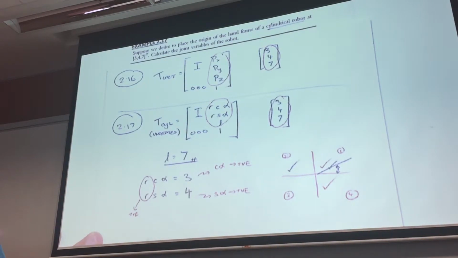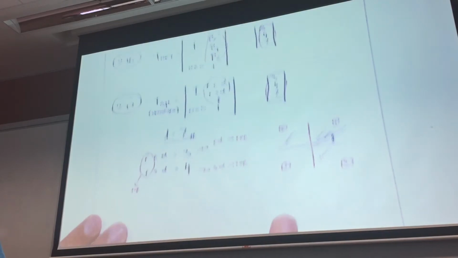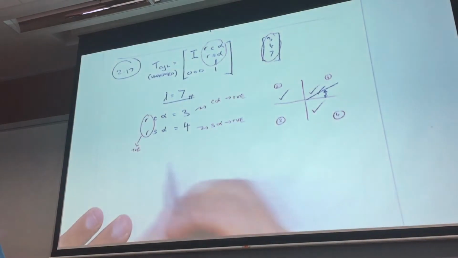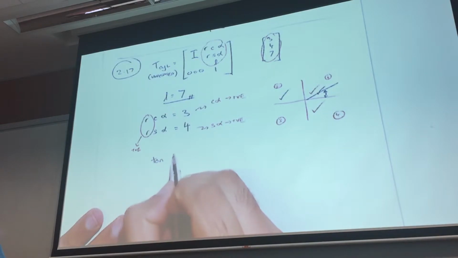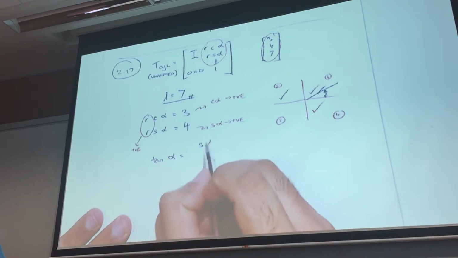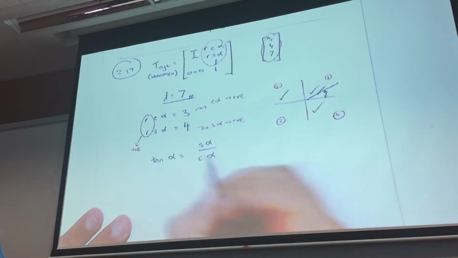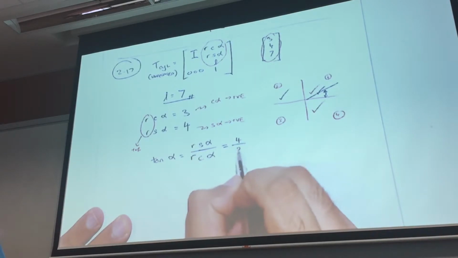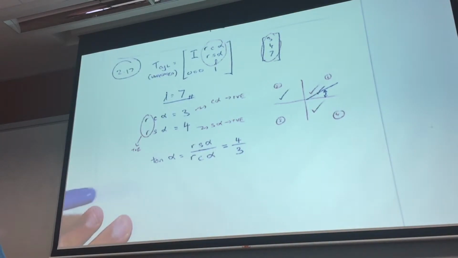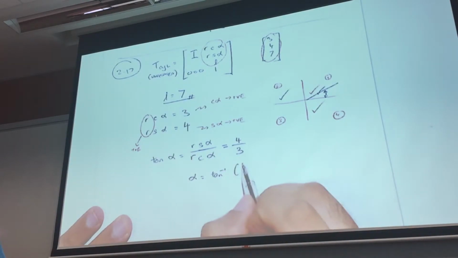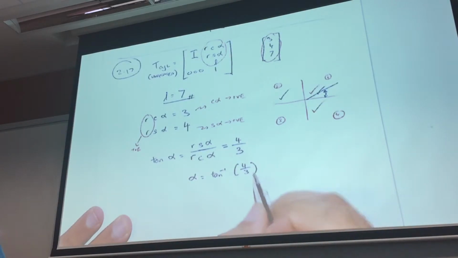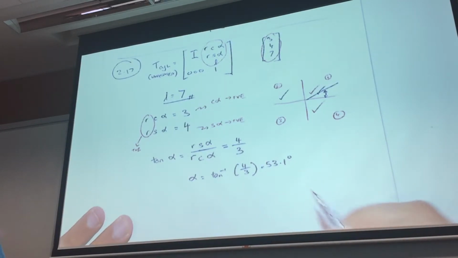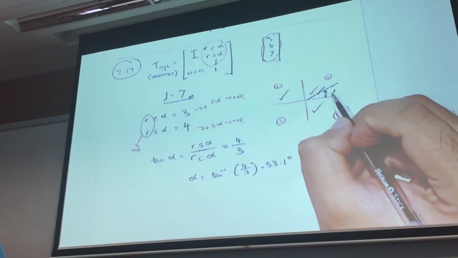Now, we know that there is another relationship for your tangent alpha is sine alpha over cosine alpha, right? But we know there is an R here. This is 4 over 3. Right? So the alpha is inverse tangent of 4 over 3, 53.1 units. Okay. You don't have to do anything because this is the alpha value.